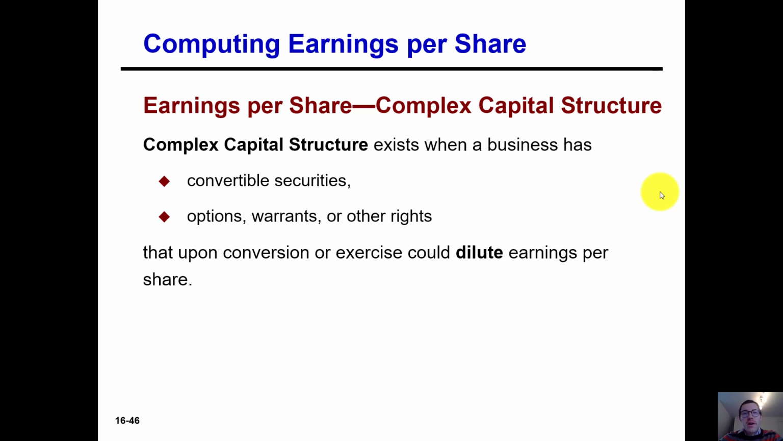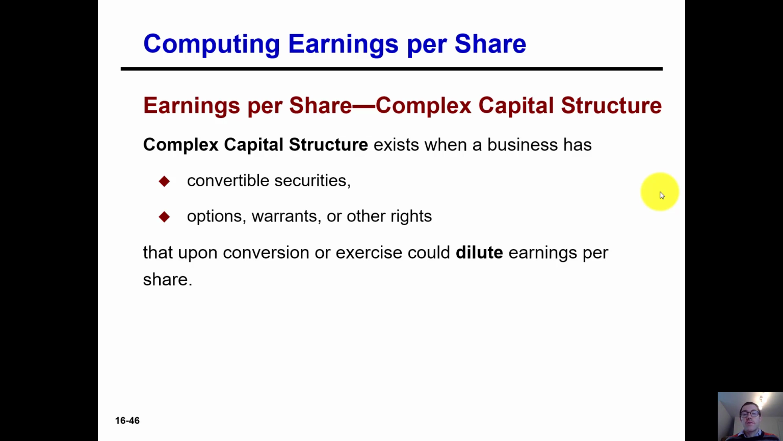Hi, in this video we'll talk about computing earnings per share, diluted earnings per share with a complex capital structure. A business has a complex capital structure when they have some convertible securities that can be converted into common stock, or they have outstanding stock options or warrants. In either case, if people exercise those options or warrants, or if they exercise their option to convert the bond into common stock, they're going to dilute ownership in the company, right? The company is going to be split into more pieces, going to have more shares.